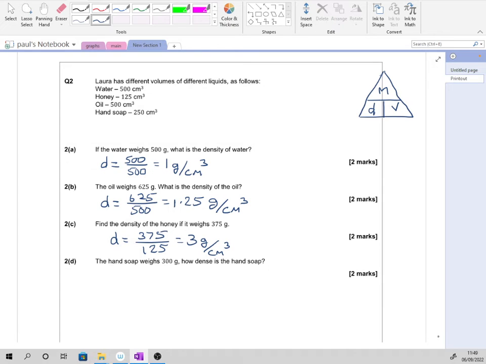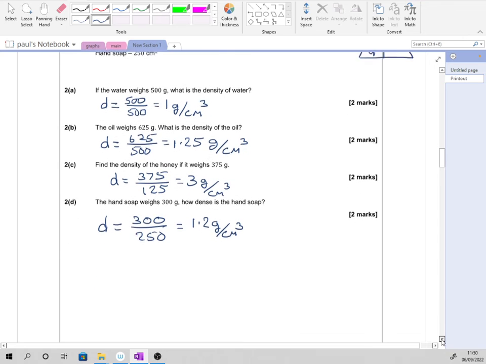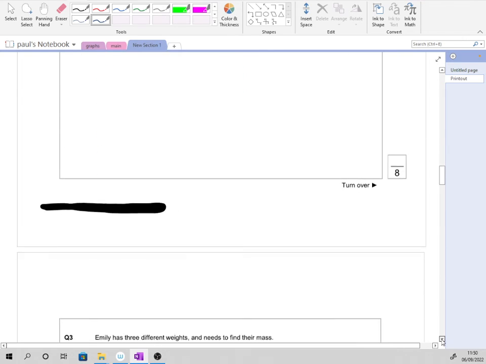The hand soap weighs 300 grams. The density is 300 divided by 250. So 300 divided by 250 is 1.2 grams per centimeter cubed. As long as you can remember that, we're all right. There's going to be more, isn't there? There's going to be more.